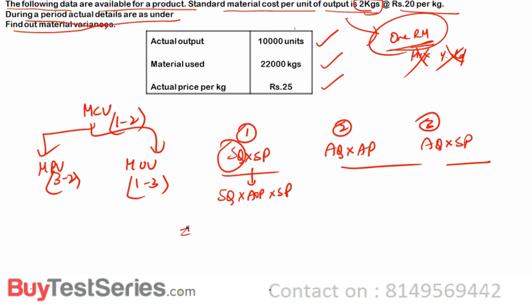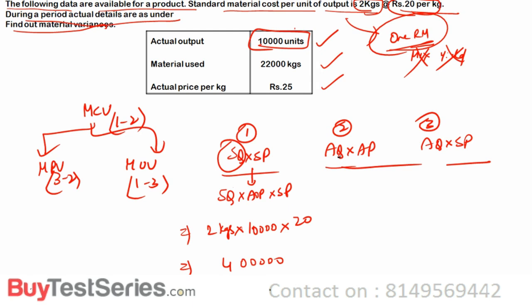So what is standard quantity per unit of output? 2 kgs into actual output. Here you have actual output. How much is that? 10,000 into standard price. Here you have the standard price. How much is that? 20. You got it? So it will be 4 lakhs. That is your formula 1.